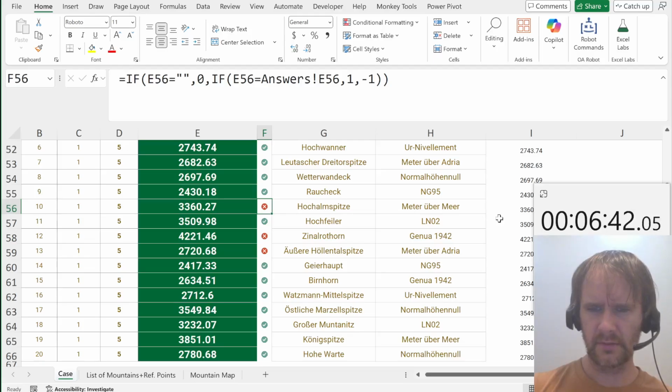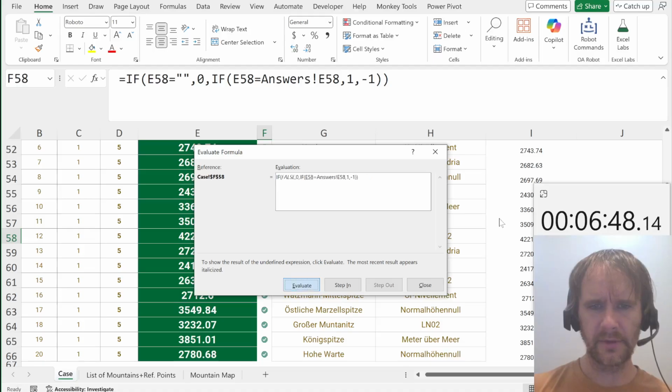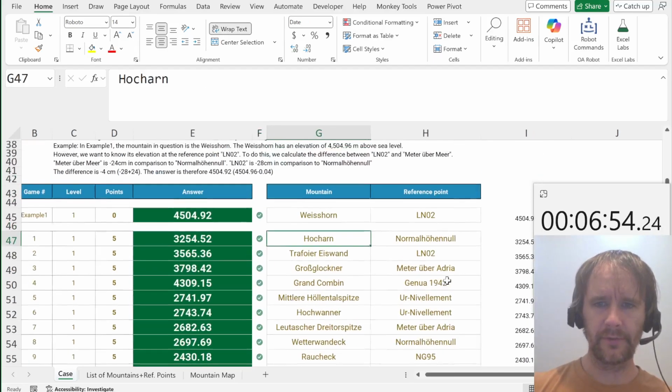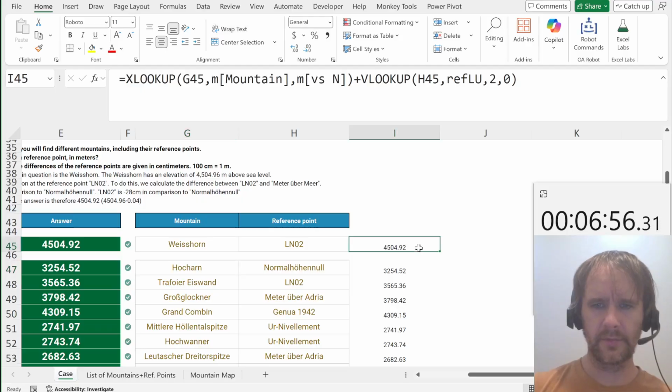What? Oh, sweet Jesus. Okay, I don't know, whatever. Off by a centimeter. This is not the solve that I was hoping for, frankly. Alright, let's just do it a different way. Let's do it the way they're kind of suggesting.